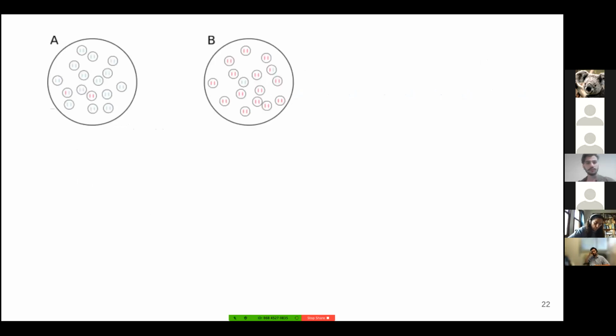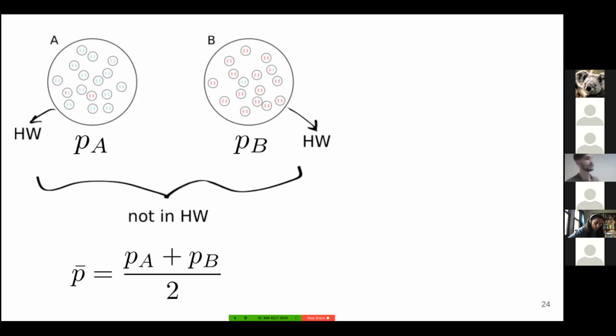Now, when working with more than one isolated population, things can get a little more complicated. For example, even if these two populations, A and B, are themselves in Hardy-Weinberg equilibrium, the metapopulation will not be in Hardy-Weinberg equilibrium, where the metapopulation is the one that contains both populations.